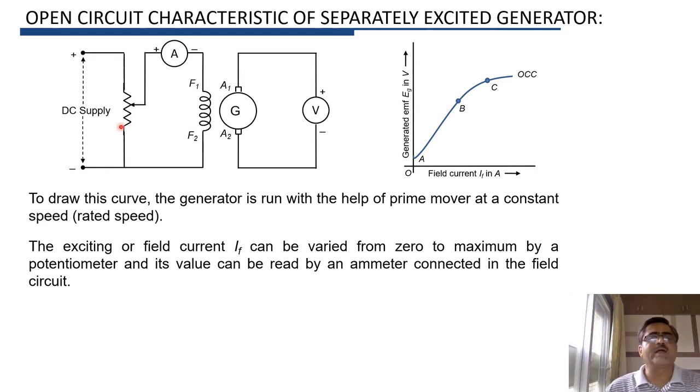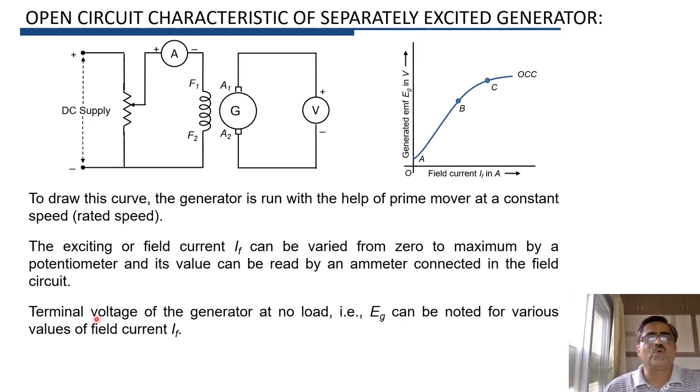Now this field current can be varied from 0 to maximum with the help of this potentiometer. The value of current flowing through the field winding is nothing but the field current IF. This current can be noted with the help of this ammeter, which is connected in series with the field winding.